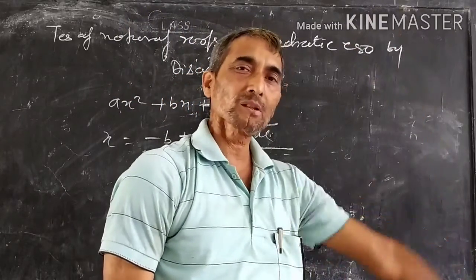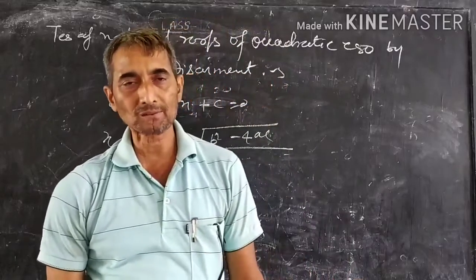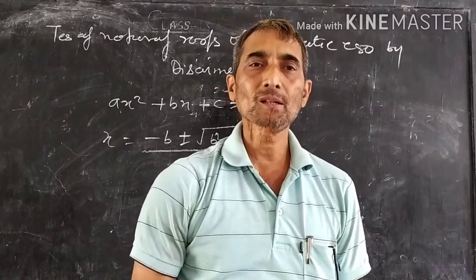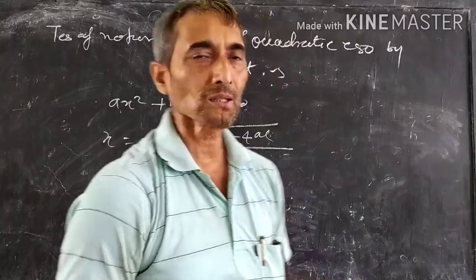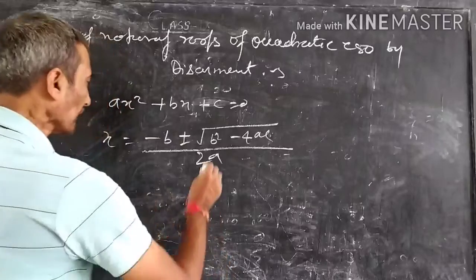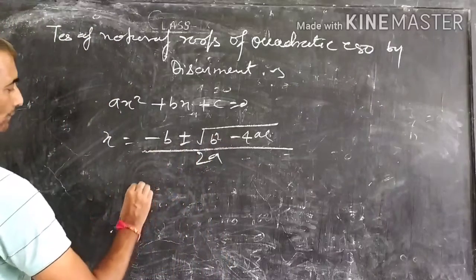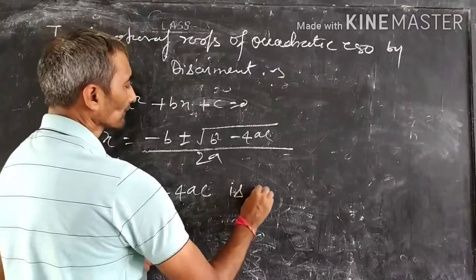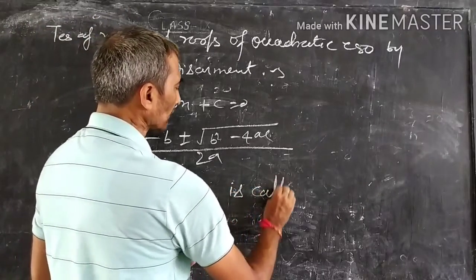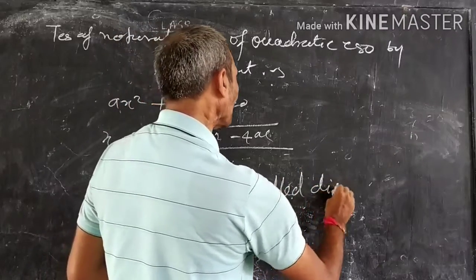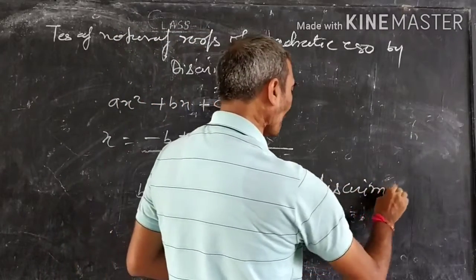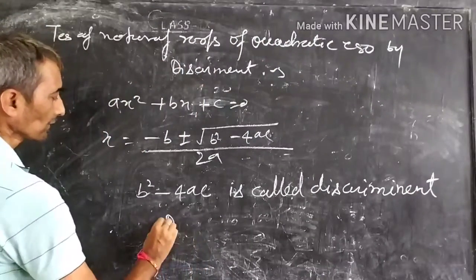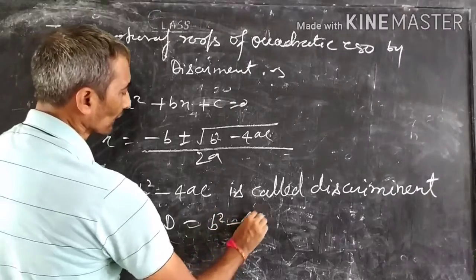I have described in the previous class that there are two methods of solving a quadratic equation. One is factorization, second is the formula method, and the formula is this. And the expression b square minus 4ac is called the discriminant and denoted by D. D is equal to b square minus 4ac.